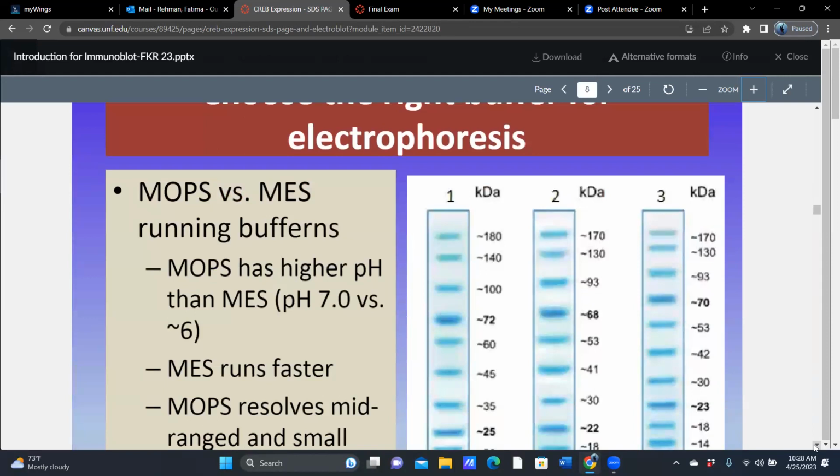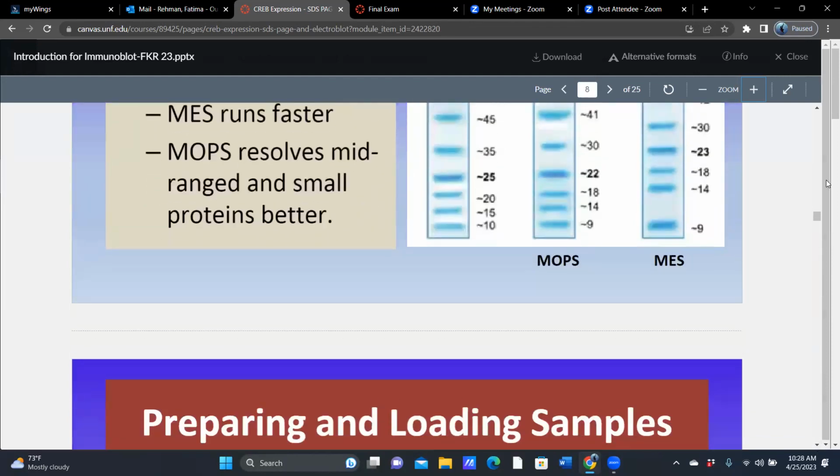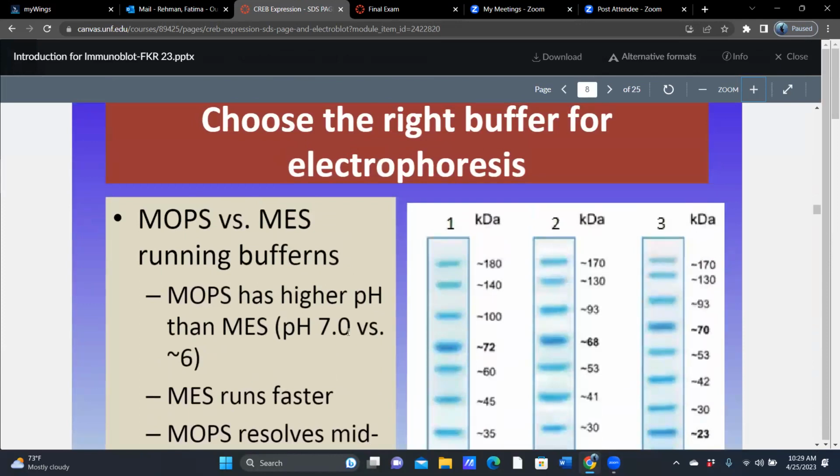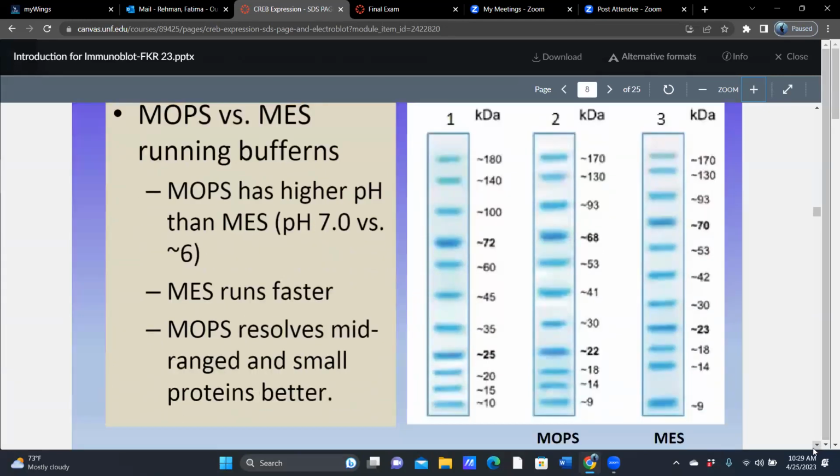Another thing we can play around with are different buffers. You just need to know that you can adjust the buffers, pH and stuff so that your gels run faster or better depending on what it is that you're looking at. And these buffers are always changing as they're getting developed by different companies. So whenever we are running Westerns, after a while, we will always look at the different options available and see what would be best for us.